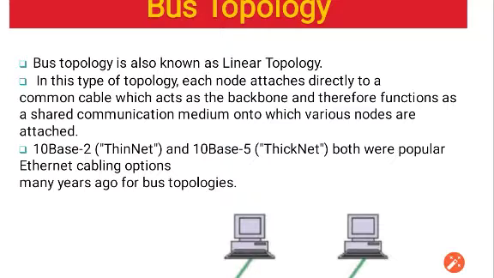Let us see what type of cable options are there over here. We can use thick net and thin net. The thin net is also known as 10Base2 and the thick net is also known as 10Base5. In our previous session, we learned about thick net and thin net in wired networking, right? Wired communication channel or transmission media.